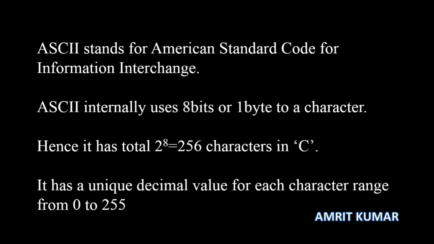As we have studied about the bit, 8 bits is equal to 1 byte or 1 character. Hence, it has a total of 2 to the power 8, that is 256 characters in C. So we will study ASCII. ASCII contains 2 to the power 8, that is 256 characters. It has a unique decimal value for each character, ranging from 0 to 255.